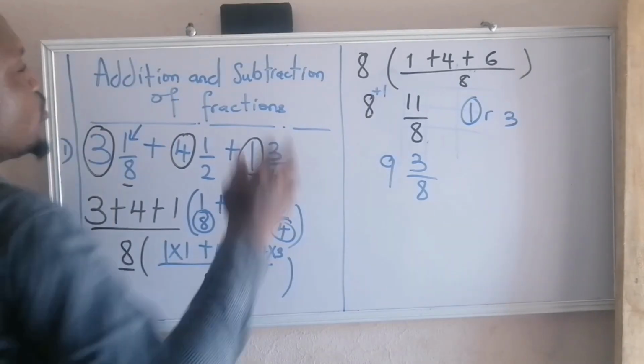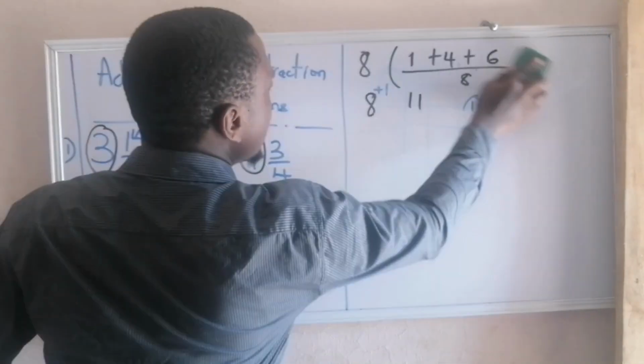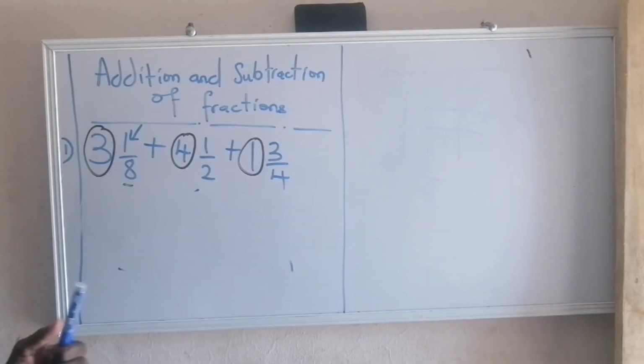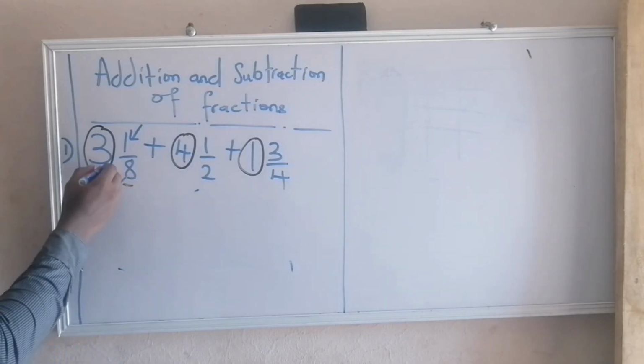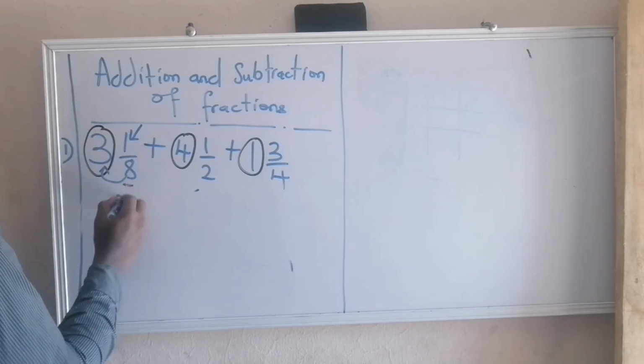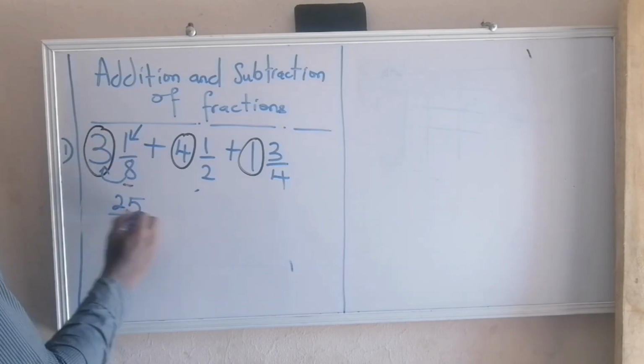Let's use the second method. Convert all your fractions to improper fractions. I will leave you now to convert your mixed fractions to improper fractions. Use your denominator to multiply the whole number: 8 times 3 is 24, plus 1. Then you add your numerator. That will be 25 over 8.